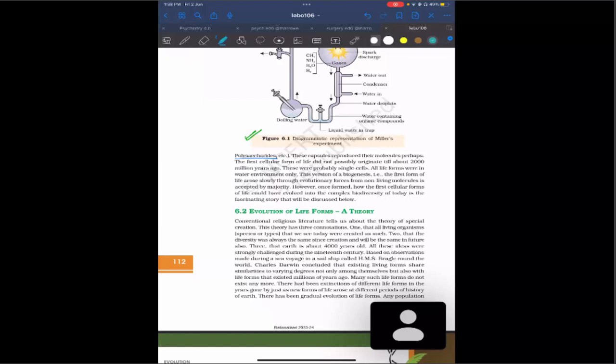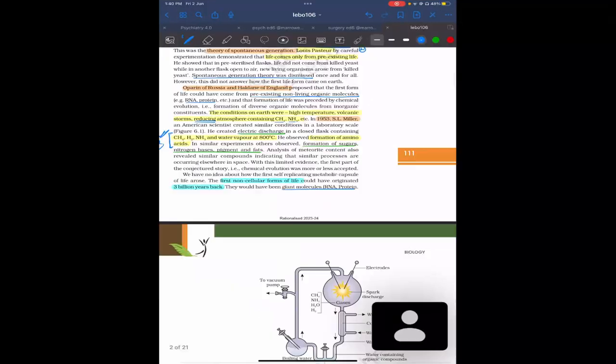Now this was the version of biogenesis. What is important here? This was the version of biogenesis. Now comes the evolution of life forms, the theory. So here various other theories are given. One of these was the theory of special creation. This is one of the theories which was discarded later and no one believed it, because many absurd things were told in this theory, but you need to remember these for the MCQ. Okay, so I'll say the part again.